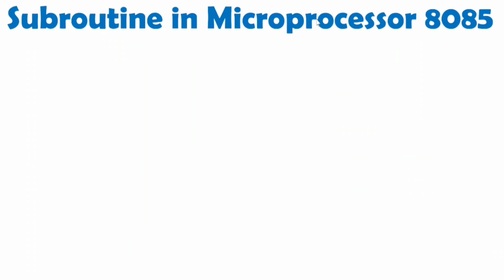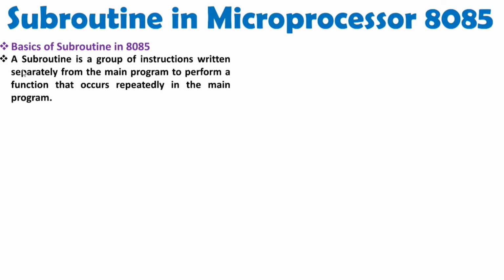So let us see first of all what the basics of a subroutine in 8085 are. A subroutine is a group of instructions written separately from the main program to perform a function that occurs repeatedly in the main program. So if any function is repeatedly used in the main program, then we should write that in a subroutine. How to do that, I'll be explaining step by step.